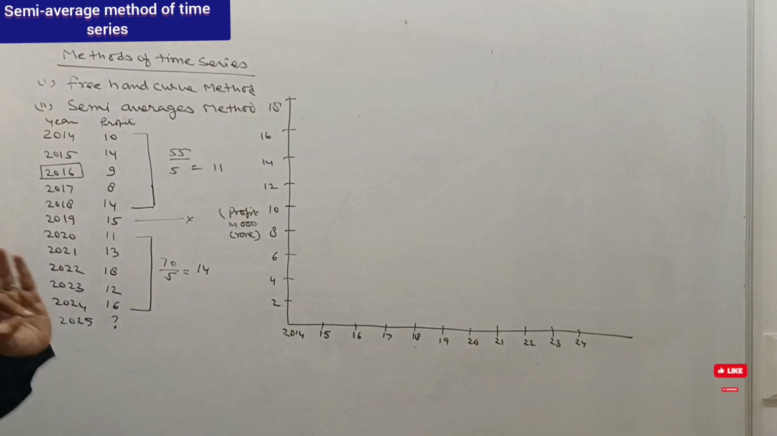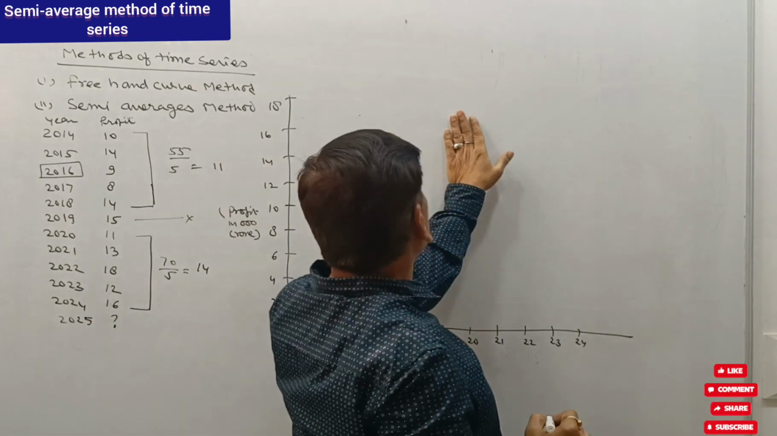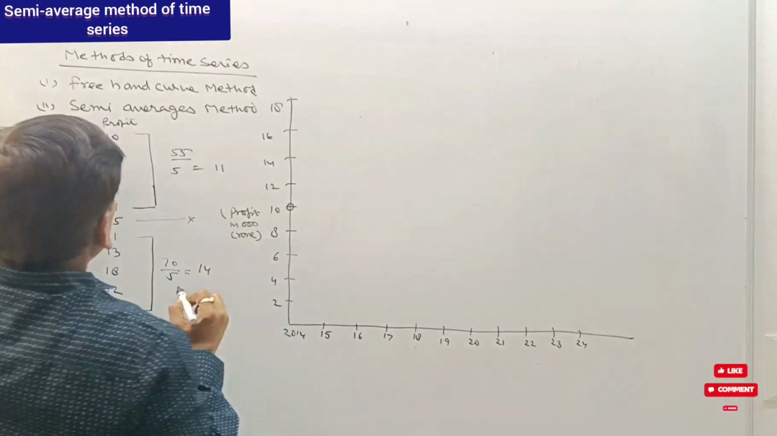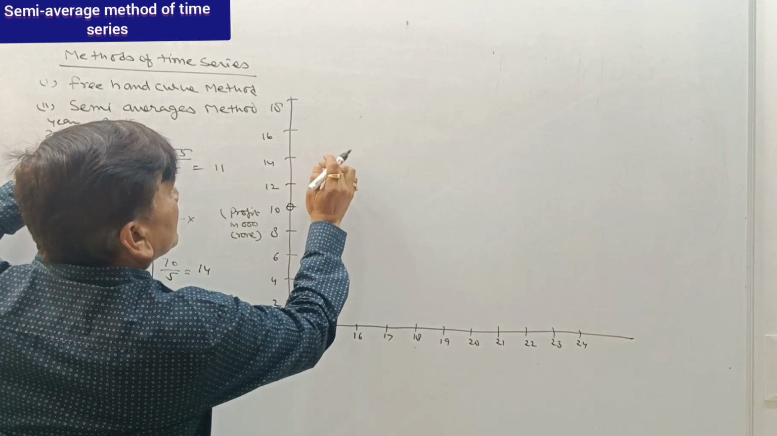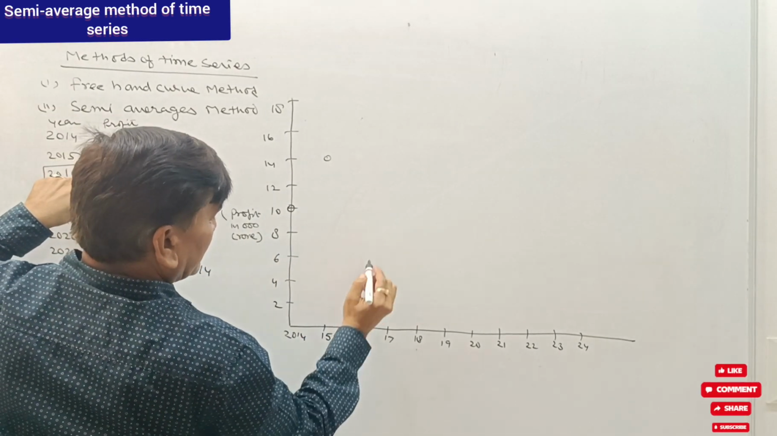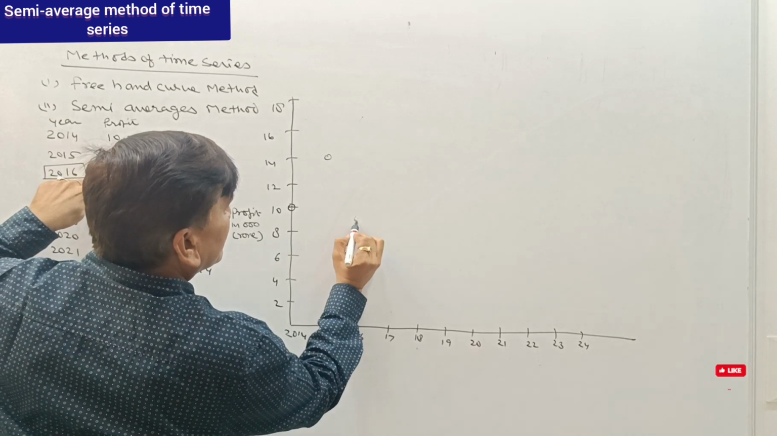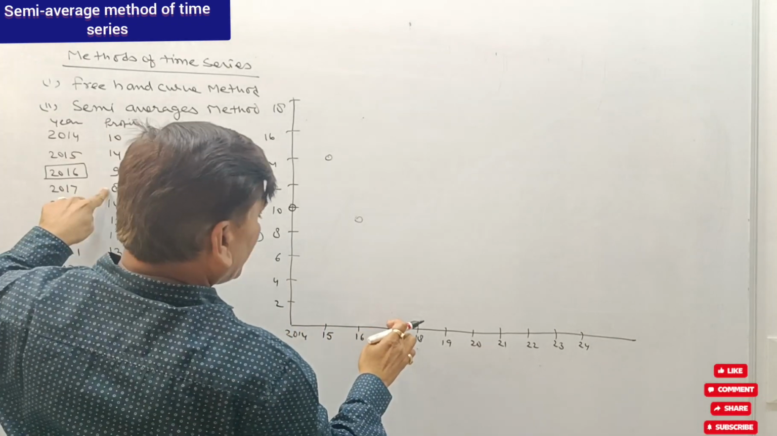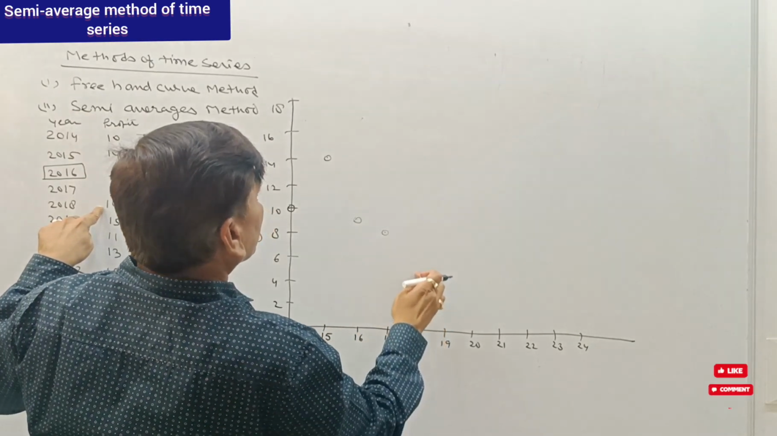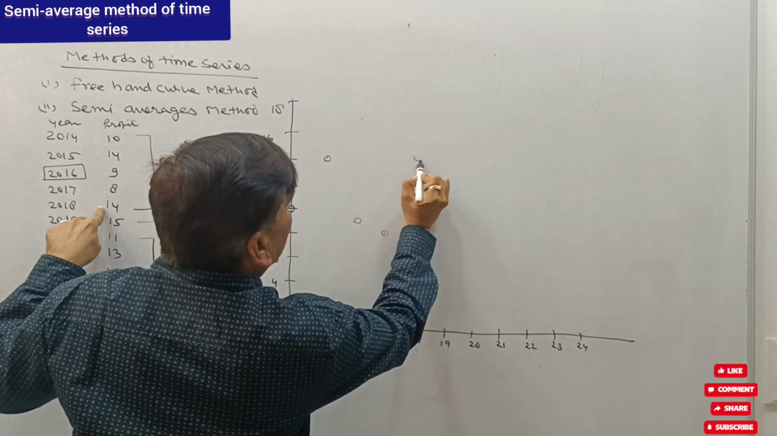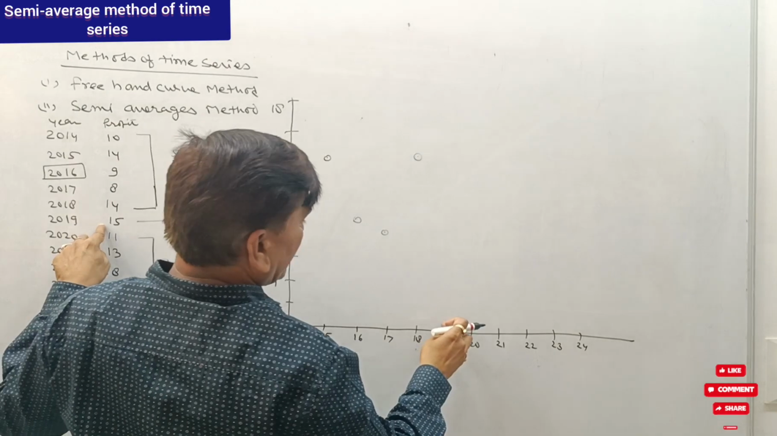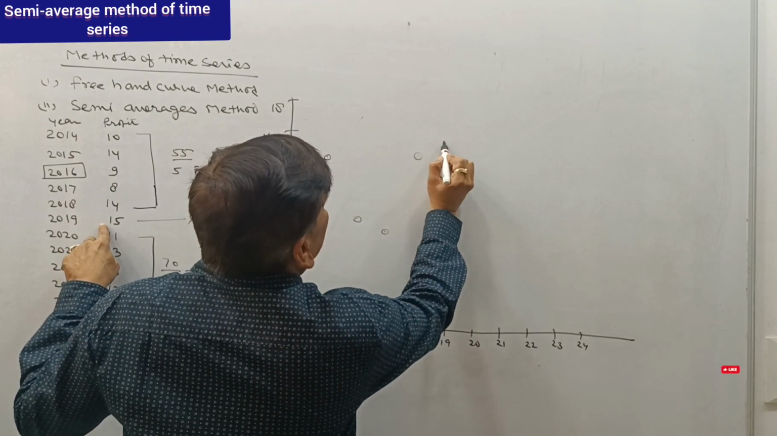So first we will plot the original data. The first one is 10, the second one is 14, the third one is 9, and in 2016 that is 9. On graph paper you can plot. The fourth one is 8. The fifth one is again 14. 2018, 14. And 2019, 15. 2019, 15 is over there.